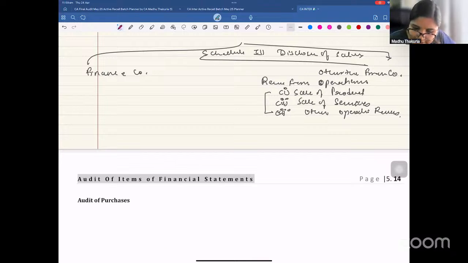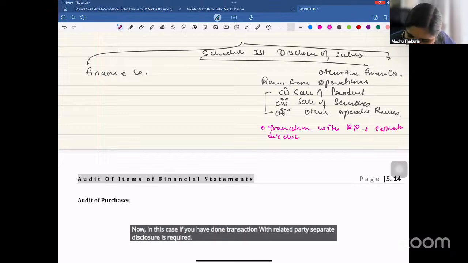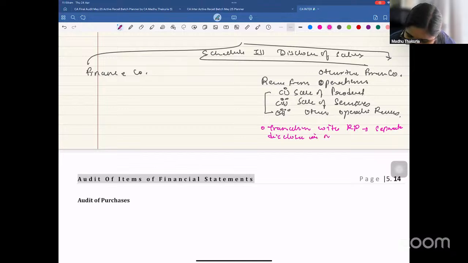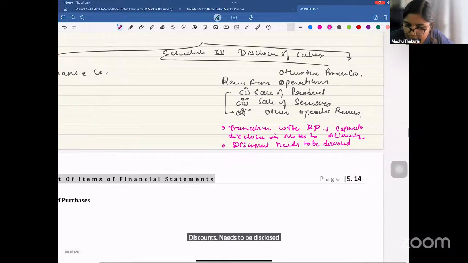Now, in this case, if you have done transactions with related parties, separate disclosure is required in notes to accounts. Discounts need to be disclosed separately.